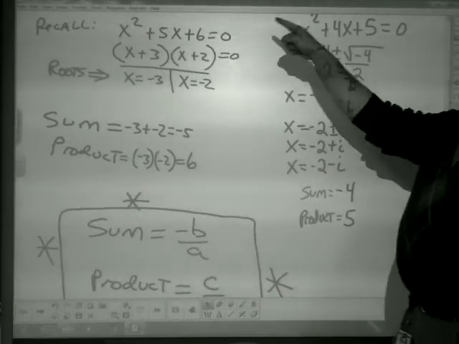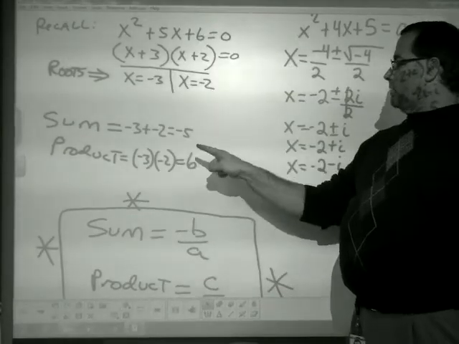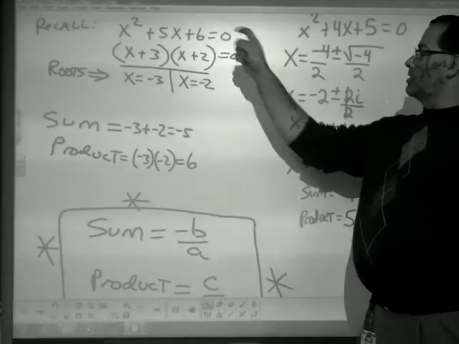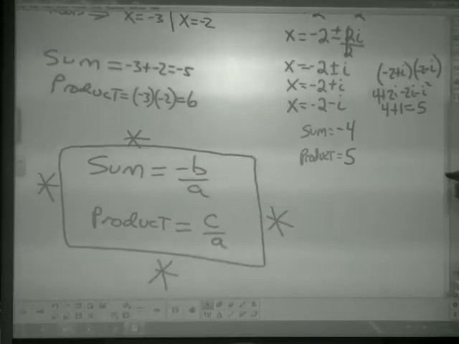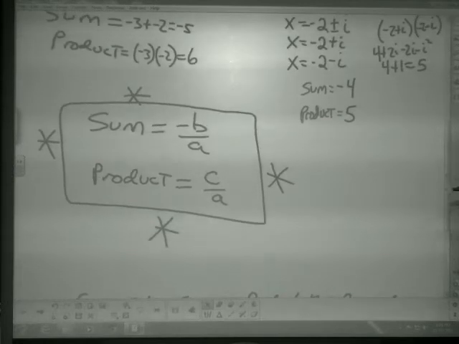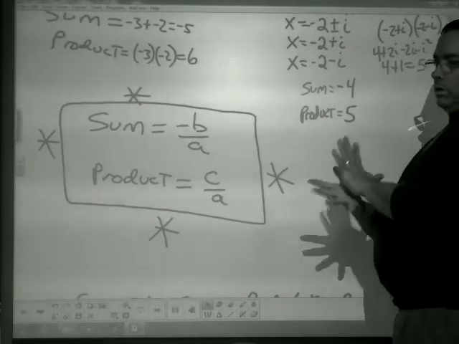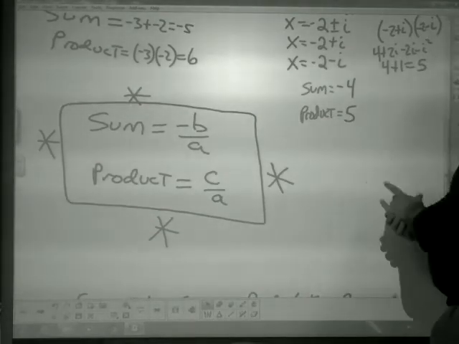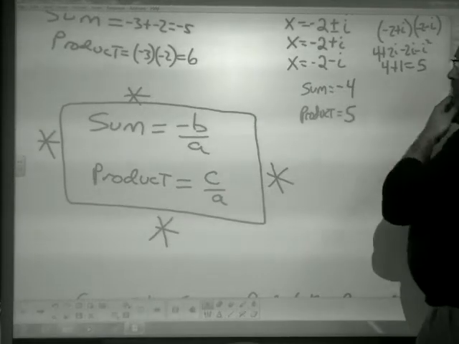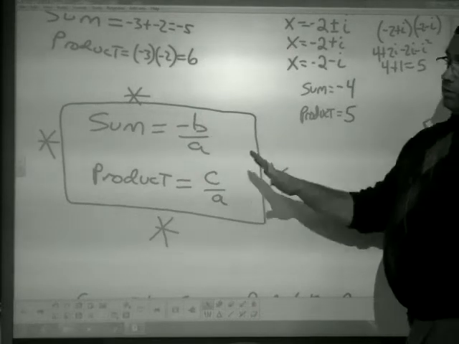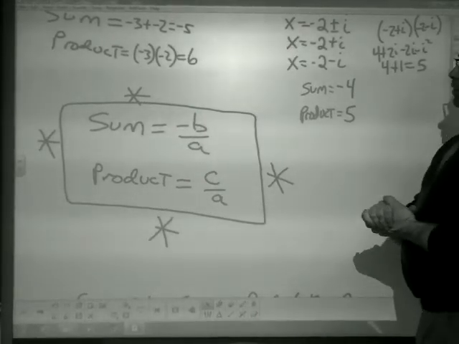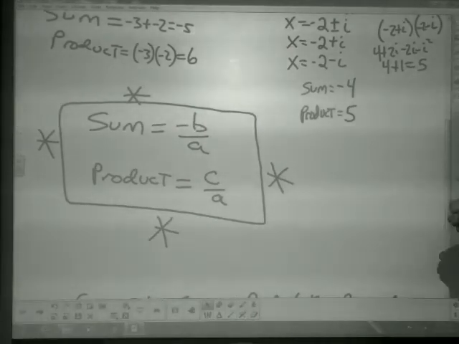And if a is 1, then the product is the c over 1, which is just the c value. So the general relationship that you need to know for your class and your test and anything you do with this is the sum is -b over a, and the product is c over a.